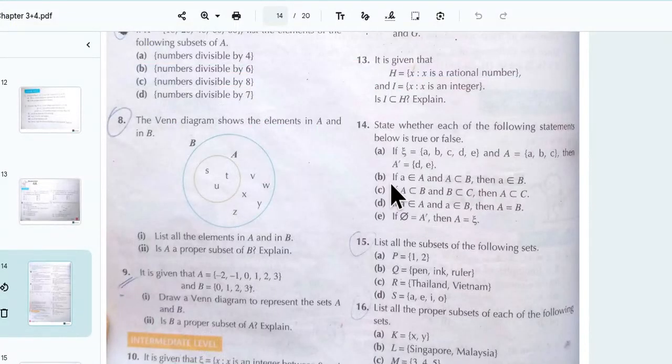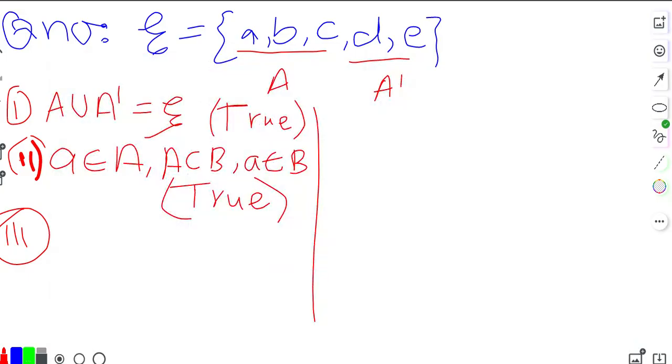Moving to the third part: if A is a subset of B and B is a subset of C, then A is a subset of C. As we know, this is the transitive property. A is a subset of B, B is a subset of C, then A is a subset of C. I will draw a diagram here.